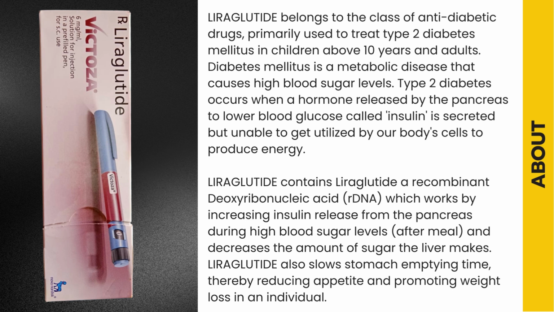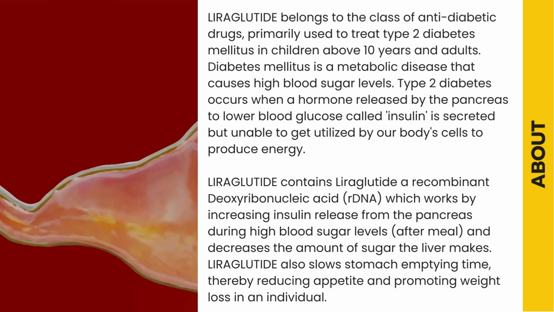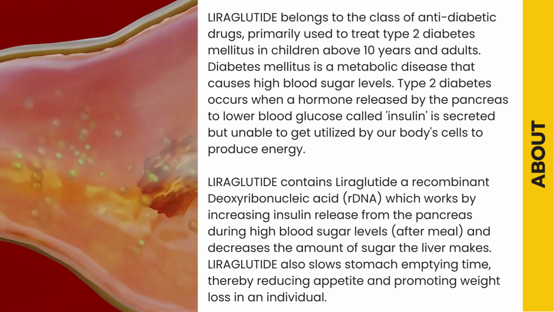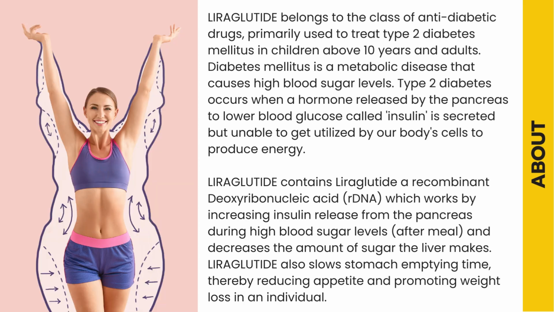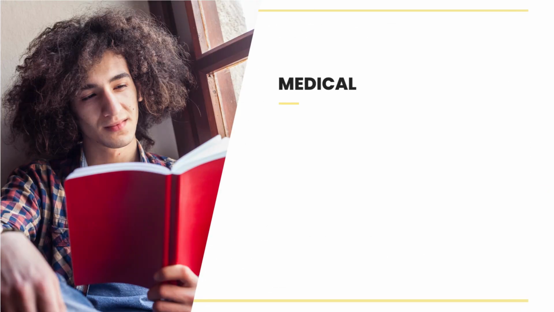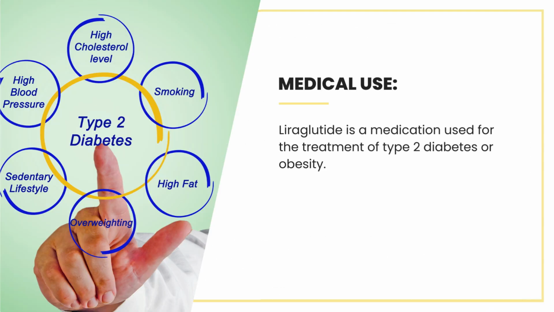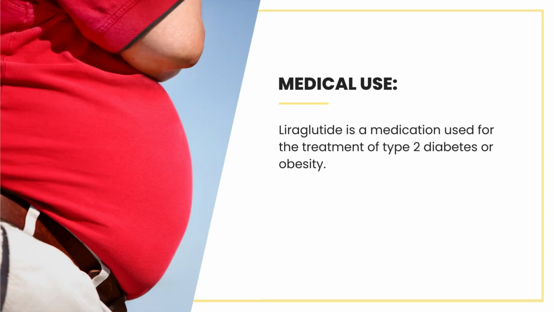Liraglutide contains liraglutide, a recombinant deoxyribonucleic acid, rDNA, which works by increasing insulin release from the pancreas during high blood sugar levels, after meals, and decreases the amount of sugar the liver makes. Liraglutide also slows stomach emptying time, thereby reducing appetite and promoting weight loss in an individual. Medical use: Liraglutide is a medication used for the treatment of type 2 diabetes or obesity.